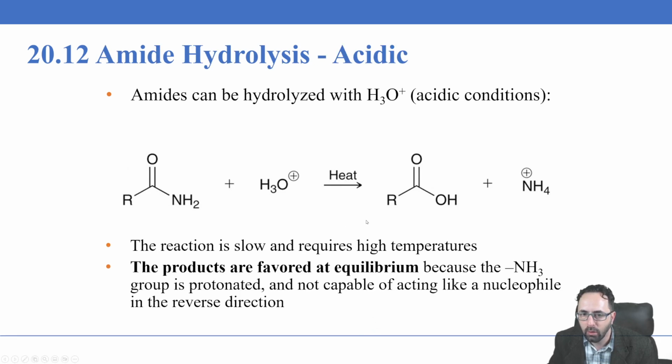So amides can be hydrolyzed, as we said, under acidic conditions. The products here are favored at equilibrium because the ammonia group here is protonated and it's not capable of acting like a nucleophile. So this reaction is driven forward by the fact that the amine that's produced by this hydrolysis is then protonated and can no longer behave as a nucleophile and go backwards and attack the carbonyl carbon. And so that makes the set of the two products more stable than the reactants.